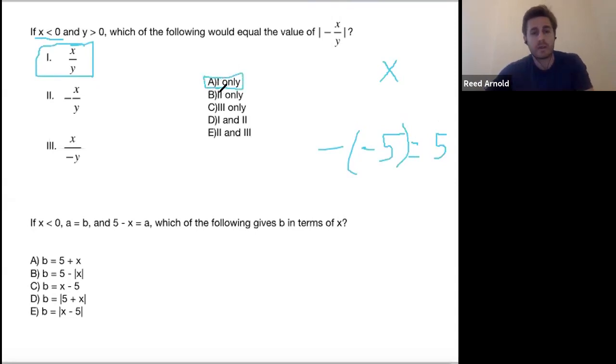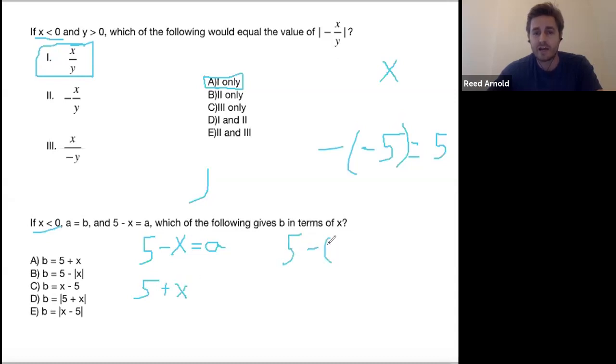Okay. Similar down here: x is negative, and I have 5 minus x equals some number a. Well, if I subtract a negative, I turn it positive, right? 5 plus x, just like if I have 5 minus negative 5, that becomes 5 plus 5. And so you say, okay, well, 5 minus x, if x is negative, becomes 5 plus x. That would be the trap answer in number 2 here.